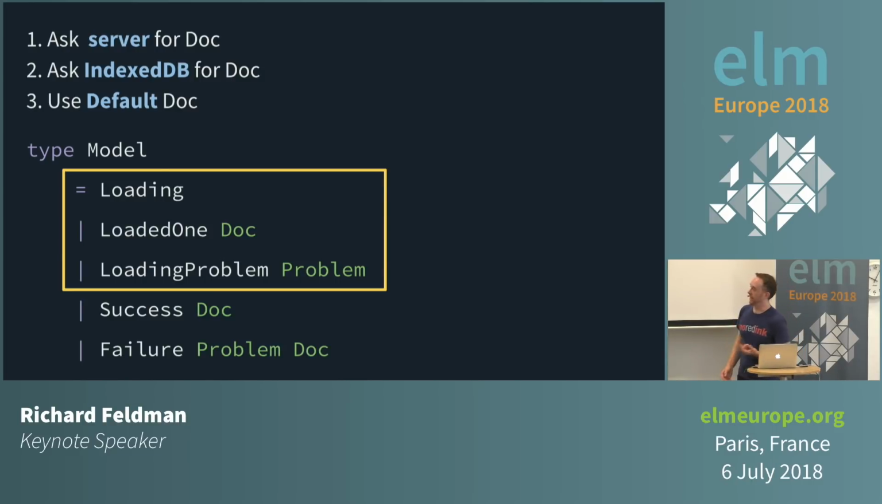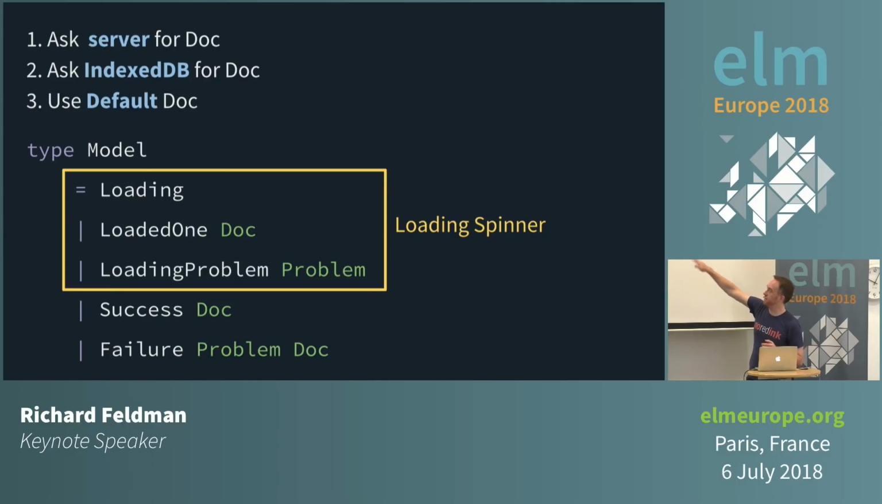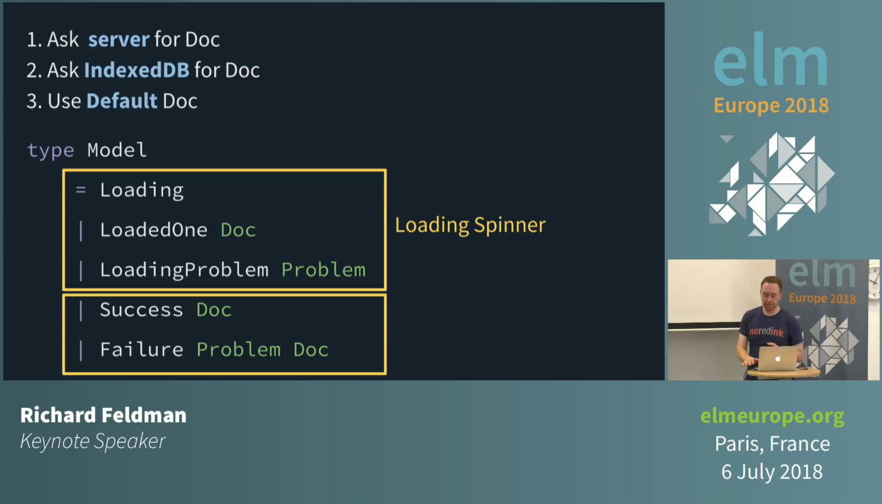Okay, so we've now modeled all these states. Looking at this though, I'm thinking, what am I going to do in terms of rendering? I'm just thinking ahead. I'm not actually writing my view, but I'm just thinking about it. All of these are just going to show a loading spinner. So that's pretty easy. If I'm in my view and I'm doing a case expression on this model, all of these are just going to show a loading spinner, and then both of these are going to show a normal page.